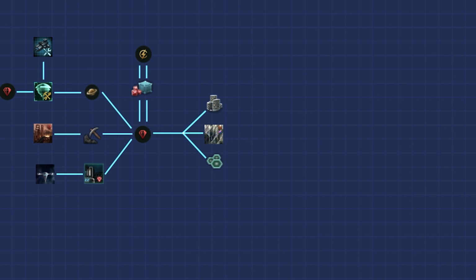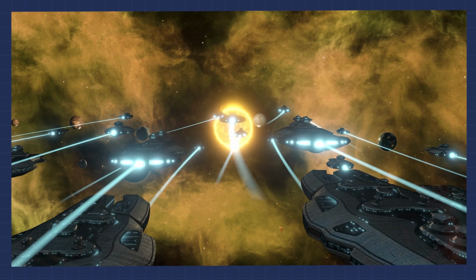Industrial districts create both metallurgist jobs and artisan jobs that consume minerals in order to produce alloys and consumer goods, respectively. As mentioned before, if you combine these two resources with food, you can construct colony ships. What do the alloys do? They are primarily used in the construction of new spaceships.